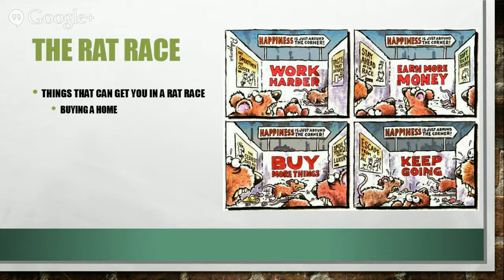The first one is actually buying a home. Now, I'm not saying don't buy a home, but buying a home can get you in the rat race because you might not understand the financial implications of owning a home. A lot of times we just think, hey, I'm going to buy a house and I can afford it. I got approved for a loan, let me commit to it.